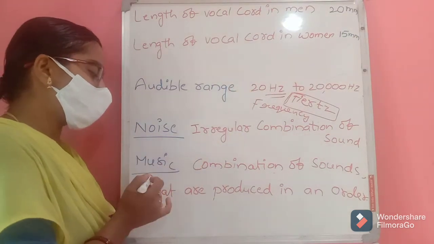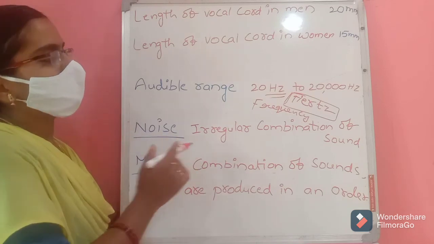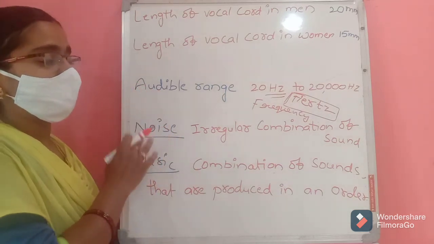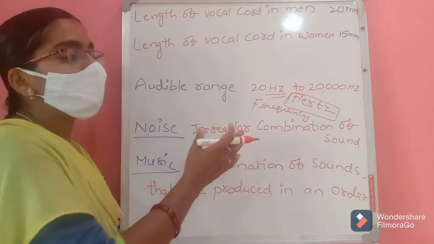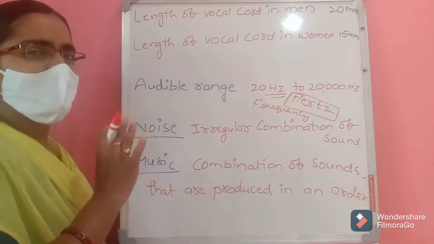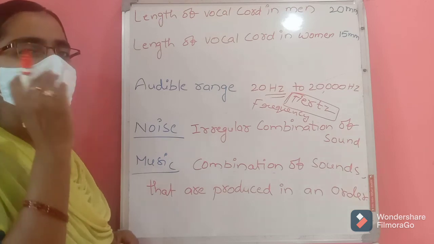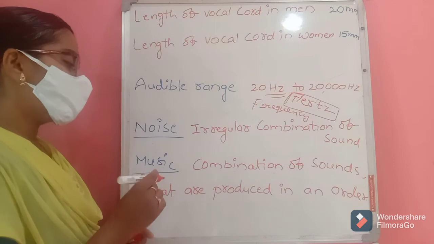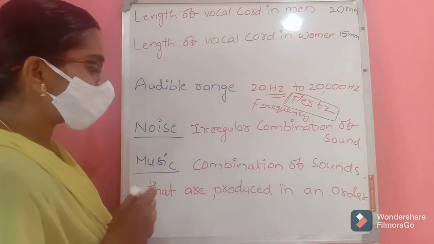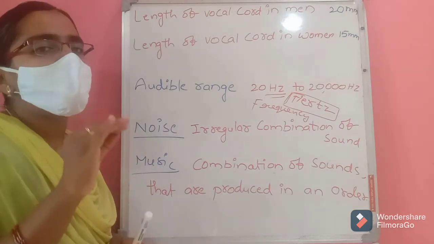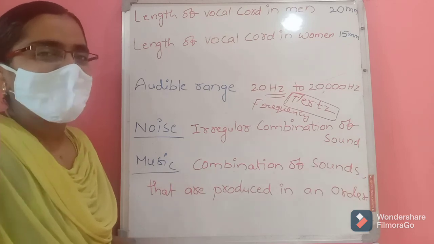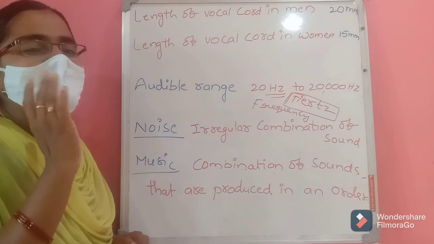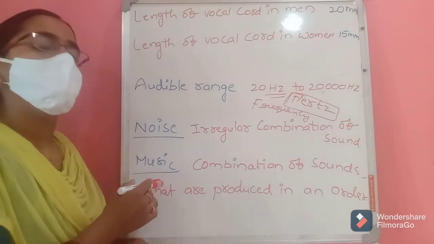Next, we have noise and music. A sound which is unpleasant to listen to is called noise. Noise is an irregular combination of sounds. If you listen to different sounds at a time, you will get irritated, and that sound is called noise. Music means a combination of sounds produced in an ordered way. Sounds that are always pleasant to listen to are called music.